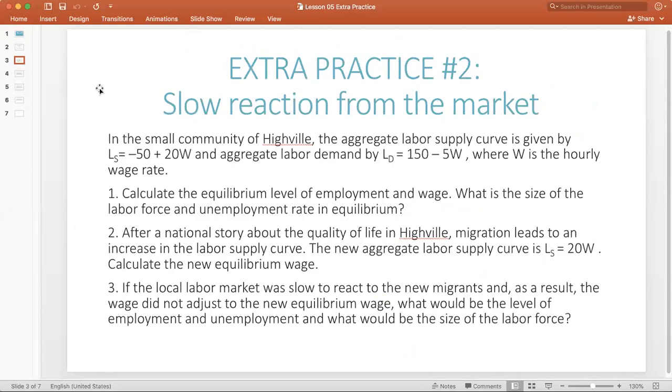We can see this is slow reaction from the market. So in the small community of Highville, the aggregate labor supply curve is given by LS equals -50 plus 20W, and aggregate labor demand by labor demand equals 150 minus 5W, where W is the hourly wage rate. They give us labor supply and labor demand. Number one, of course, is calculate the equilibrium level of employment and wage, and what is the size of the labor force and unemployment rate in equilibrium.